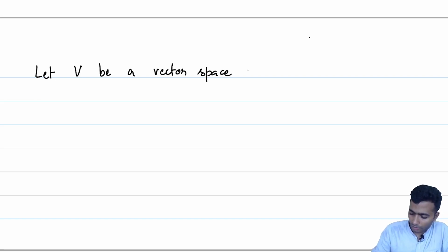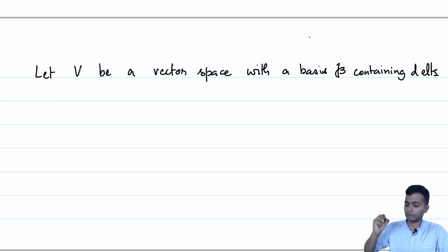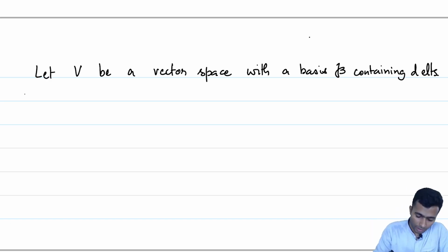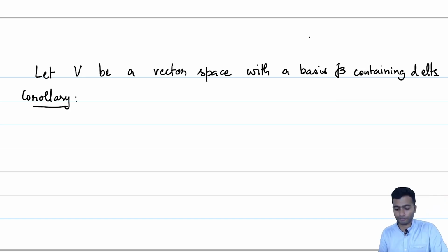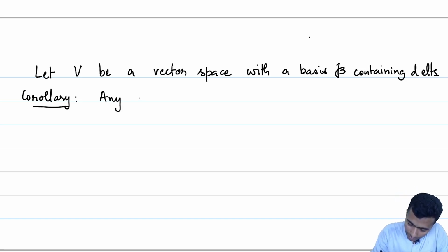Okay, so let us look at a few corollaries. To do that, let V be a vector space with a basis beta containing D elements. So, we are given a vector space and a basis of it which has D elements. The first corollary tells us that if you take any subset of V which has size less than D, then it cannot be a spanning set. So, let me first write the corollary statement.